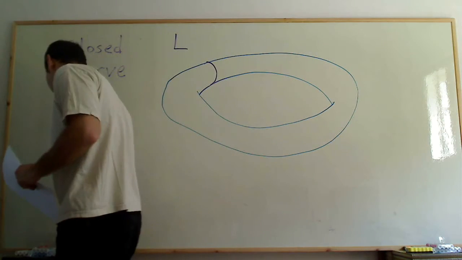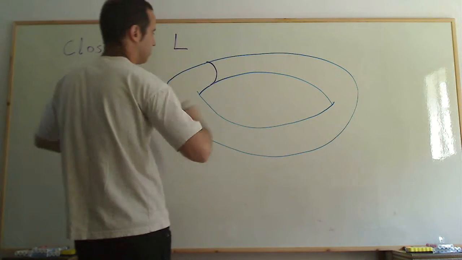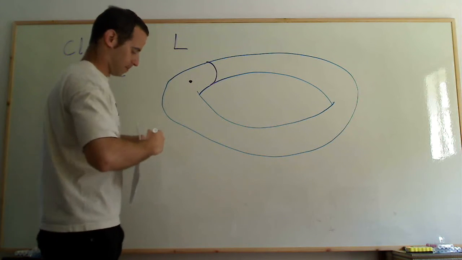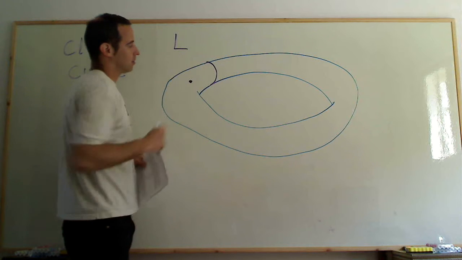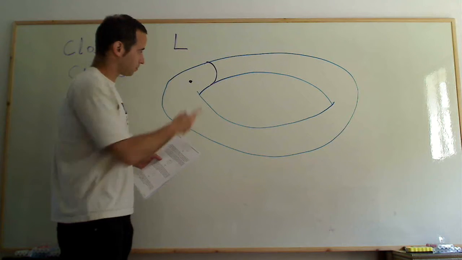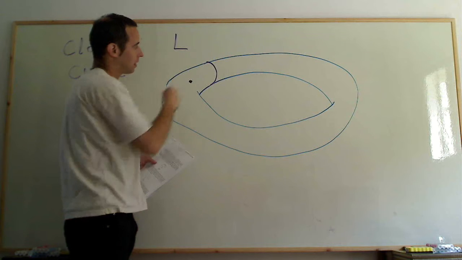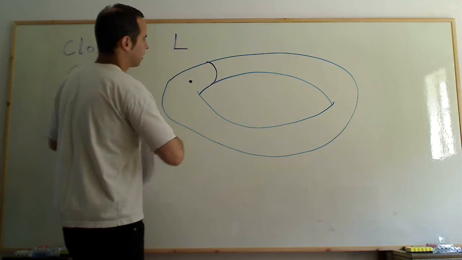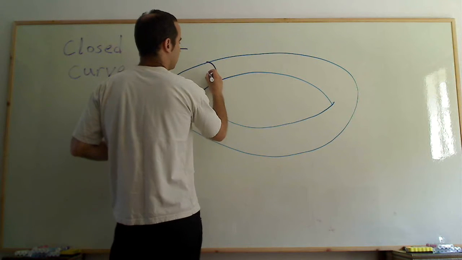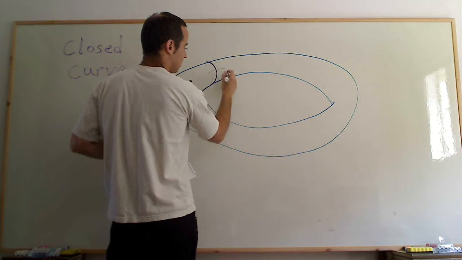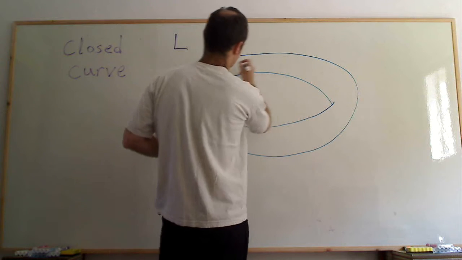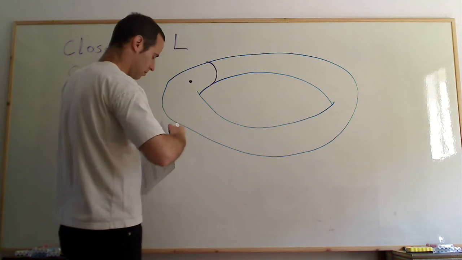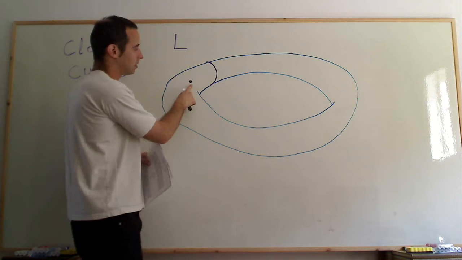If we put a point here, is it inside the closed curve L or outside? It doesn't have a meaning, okay? It's not like we can't cross to here, because we can go around and get to, you see what I mean? It's not inside and it's not outside.